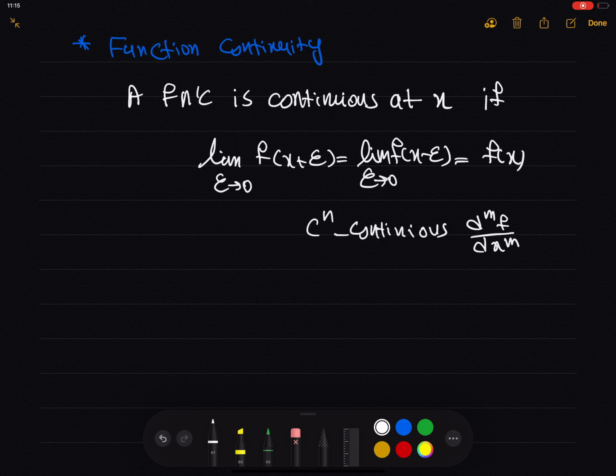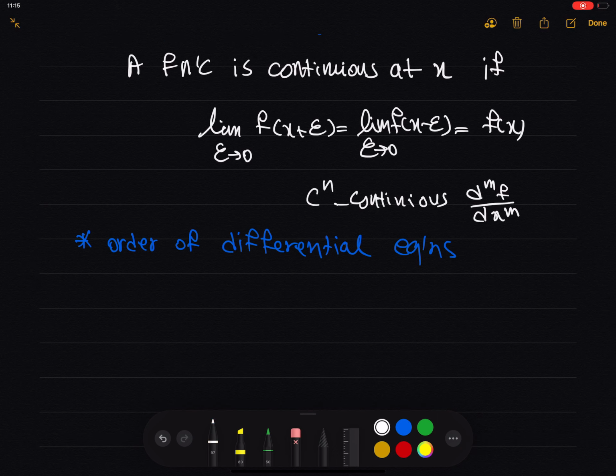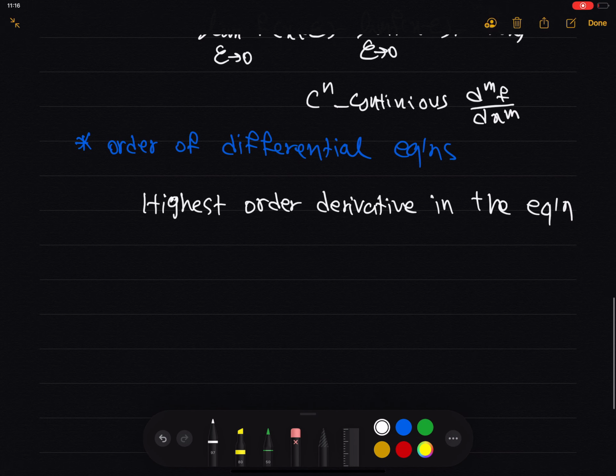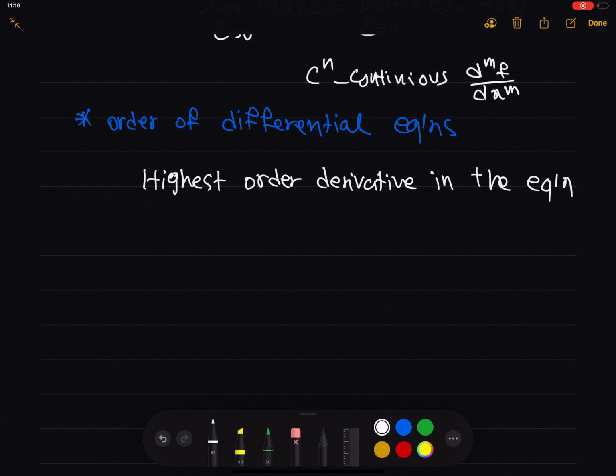And then the other concept is the order of differential equations. Okay, so what is this? We define it as the highest order derivative in the equation. Okay, so this is how we define the order of a differential equation.